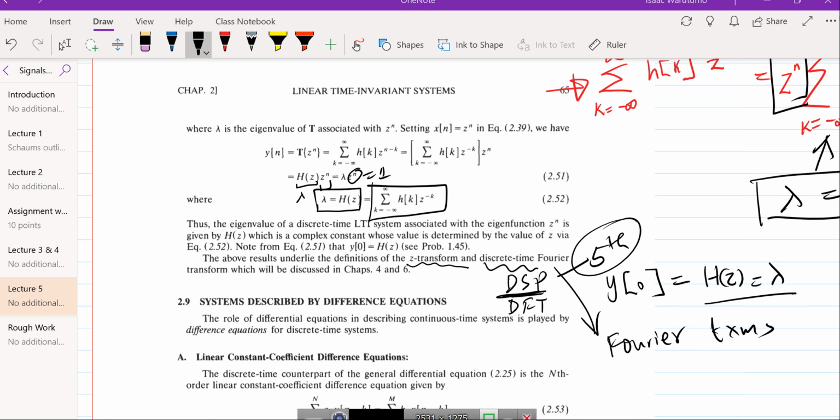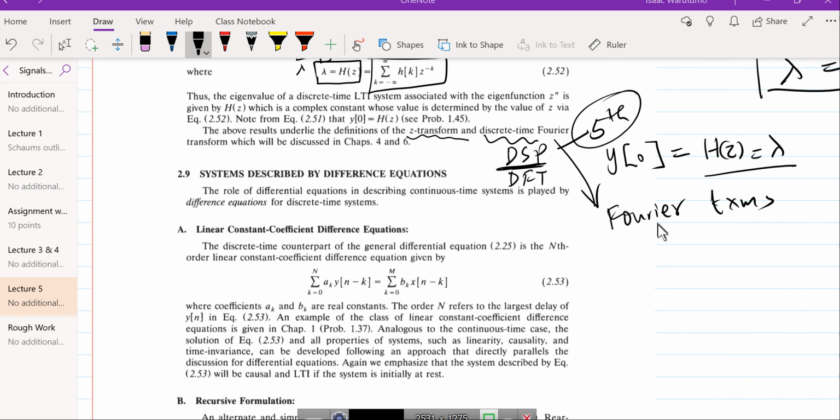So that marks the end of our first section of lecture 5. We will pause and resume at section 2.9 that describes systems using difference equations.